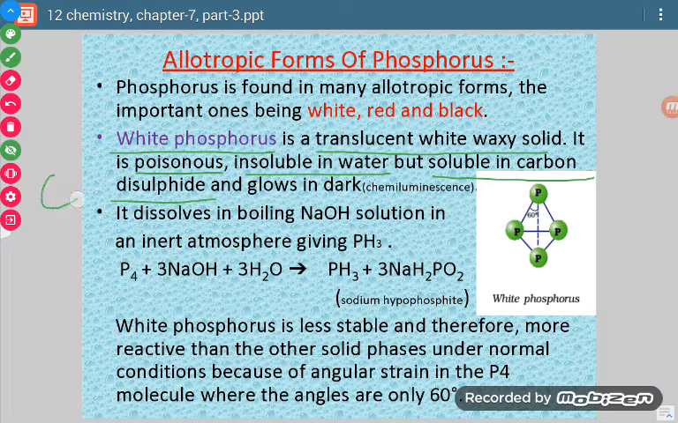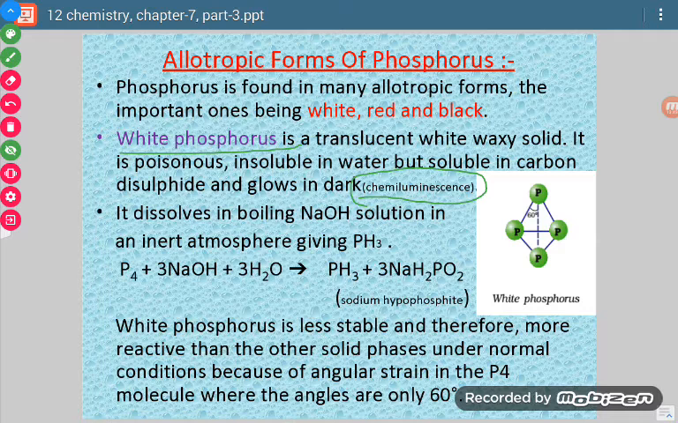So see here what is to be remembered: carbon disulfide, CS2, is a very well-known nonpolar solvent. Okay, so we can dissolve white phosphorus in CS2 solution. And it glows in the dark. Now see, this phenomenon of glowing in the dark is known as chemiluminescence. Chemiluminescence means the phenomenon of a substance glowing in the dark.